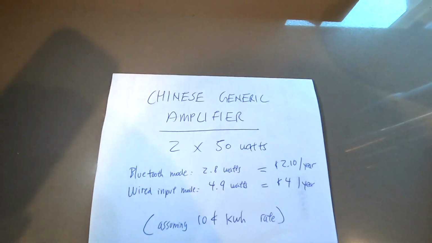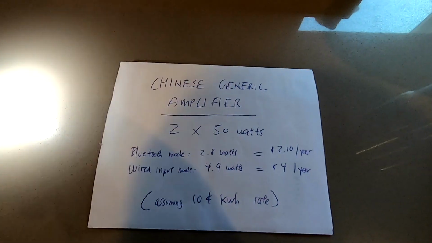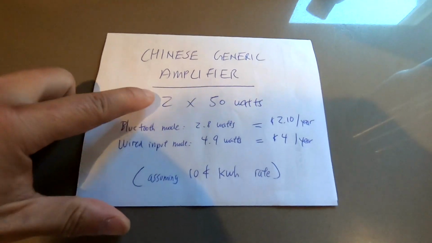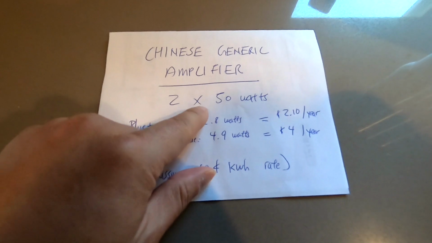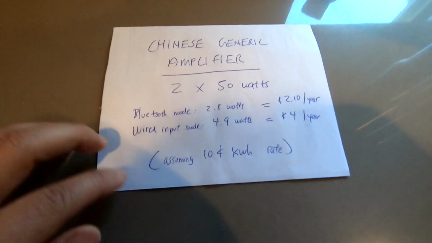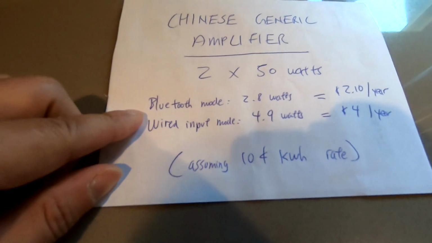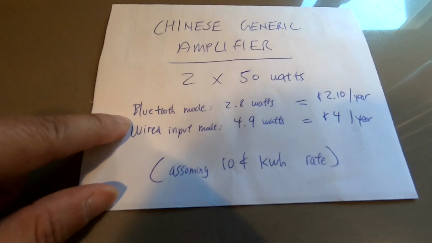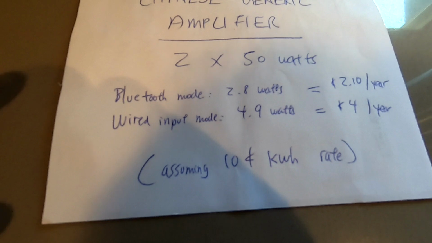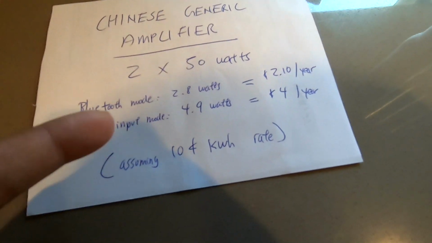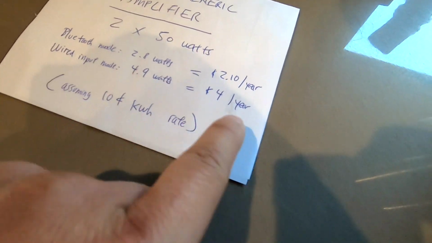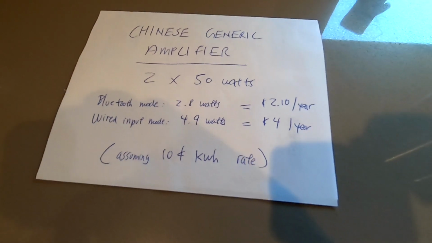All right, so to summarize, this is what we're experiencing right now. This is a Chinese generic amplifier with Bluetooth, 2 times 50 watts. And it's actually the reverse of what I would guess. In Bluetooth mode, it is 2.8 watts continuous, and it never turns off. So it's always 2.8 watts, and it costs approximately $2.10 per year to have that running 24/7 every day.